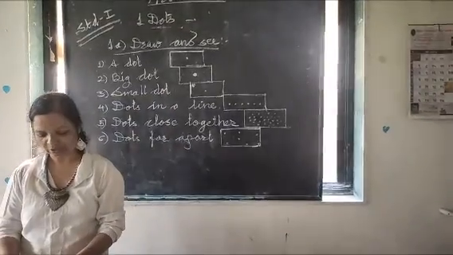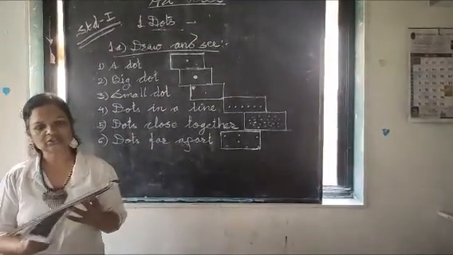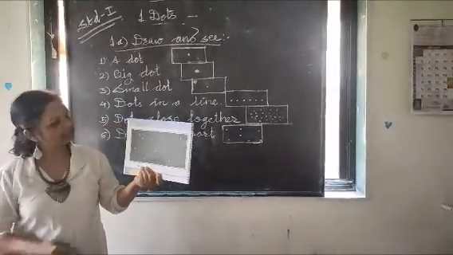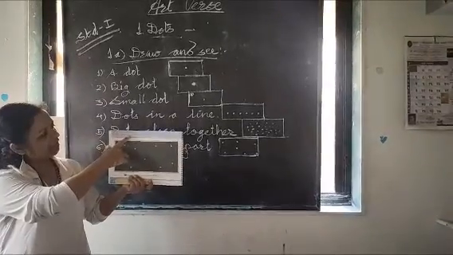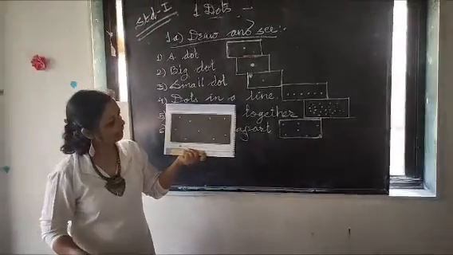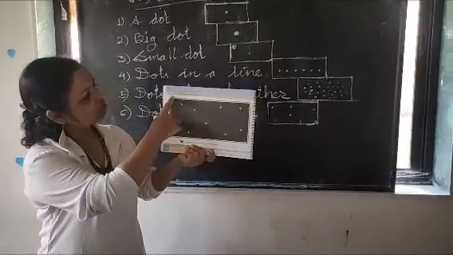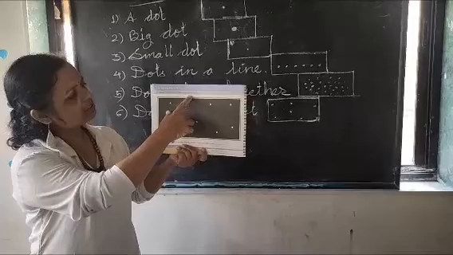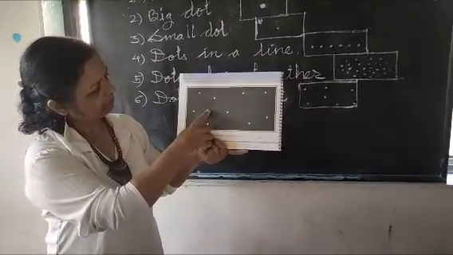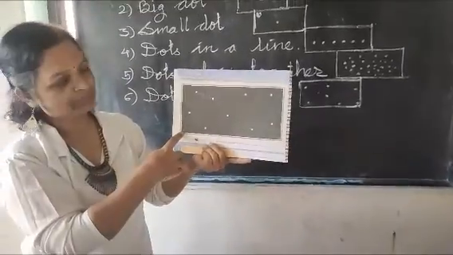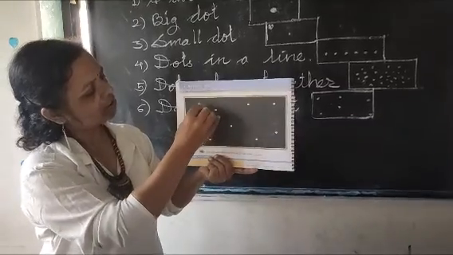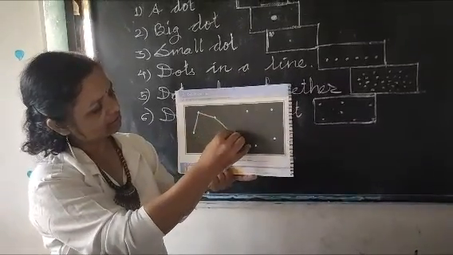Now come to the next point. Turn the page. See the next page. Page number 2. 1B. Dots make lines. This is also a small exercise given here. Join all the dots to make lines using a piece of chalk. Means, look at the shape. This is a rectangle black shape. Then dots are given here. So join them using a chalk like this.